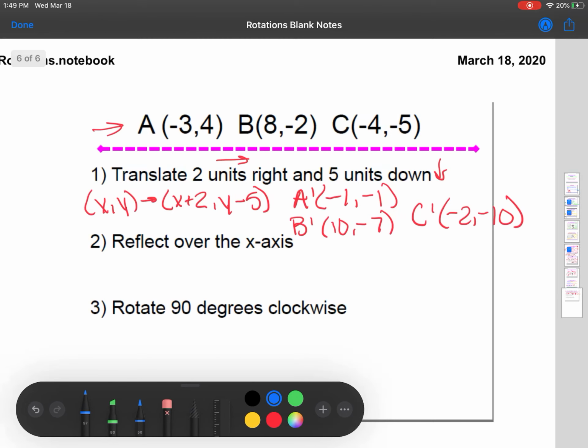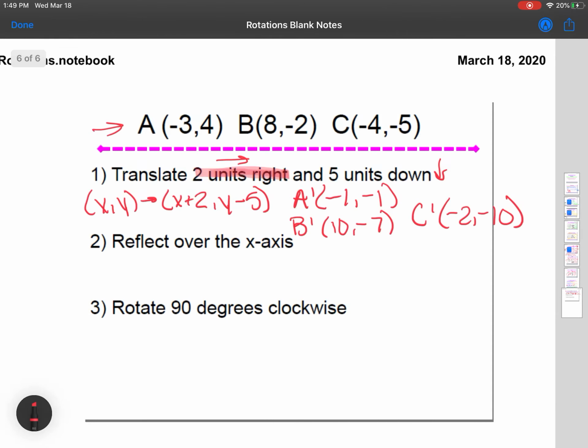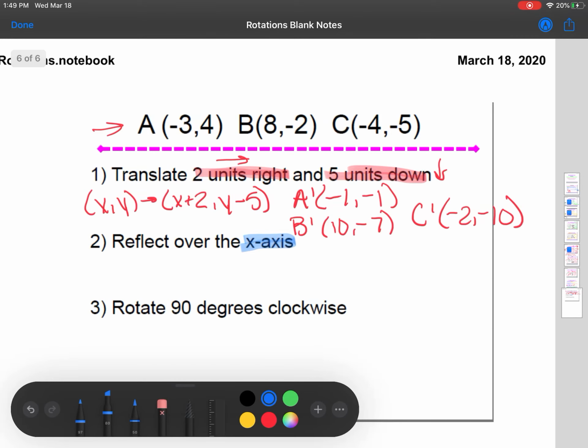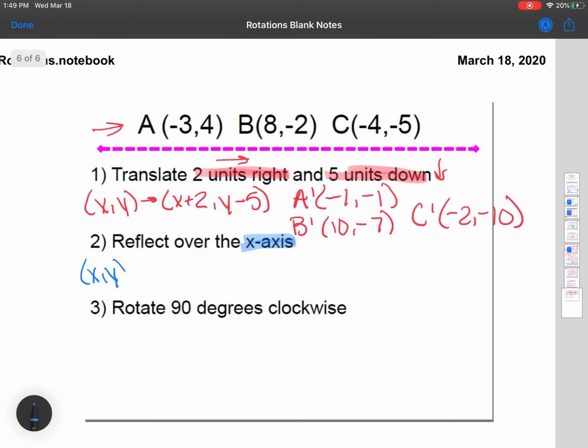All right, now reflecting over the x-axis. We're reflecting. Reflecting over the x-axis. My rule for reflection is xy becomes x negative y. That's all. I'm just taking the negative of my y.